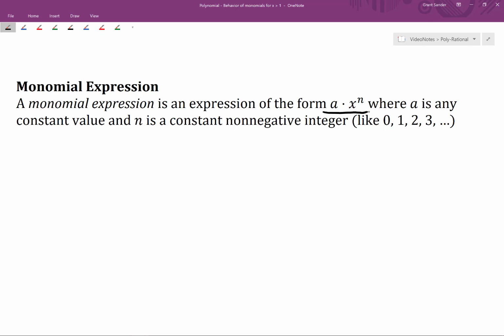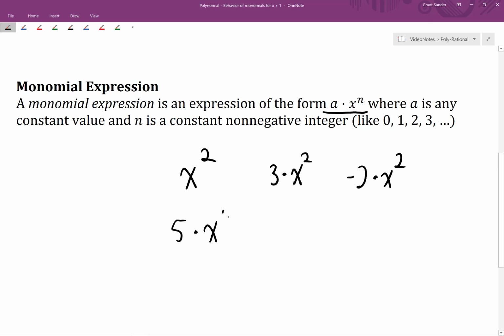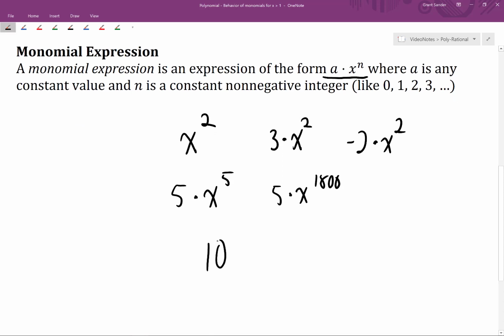So some examples of this are, we could say x squared is an example of a monomial expression, or we can multiply that by 3, so 3x squared is an example. Negative 2 times x squared. Some other examples, 5 times x to the 5th, or 5 times x to the 1800, or even something like 10 is an example of a monomial expression because 10 can be written as 10 times x to the 0. And x to the 0 is just equal to 1 for any value of x.